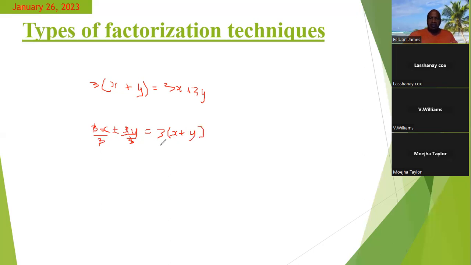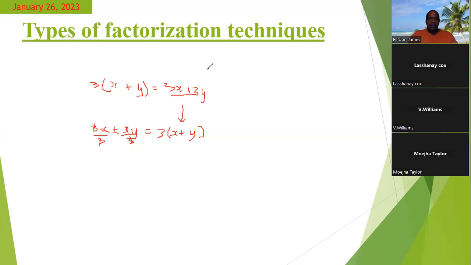So what this results in are the factors of this expression, and so the factors would be 3 and the brackets. The process of getting from here to here is what we refer to as factorization. And as the name suggests, we're making factors from the expressions. That's why it is called factorization.